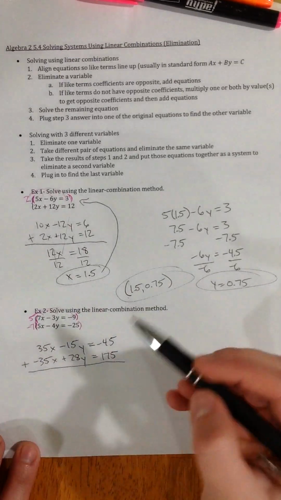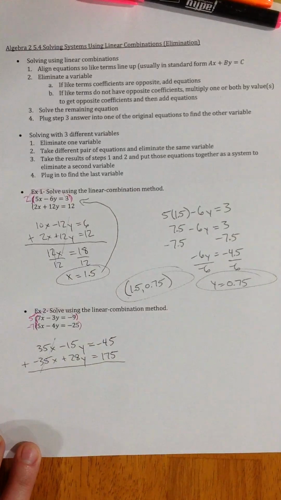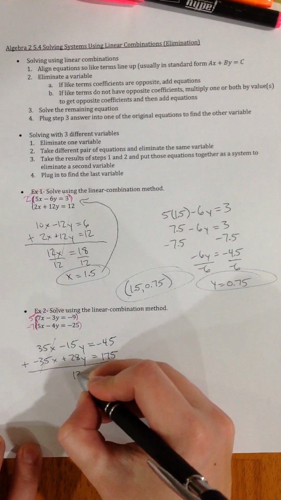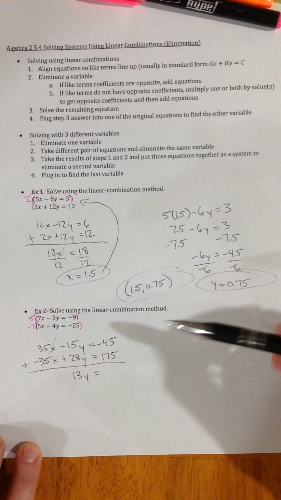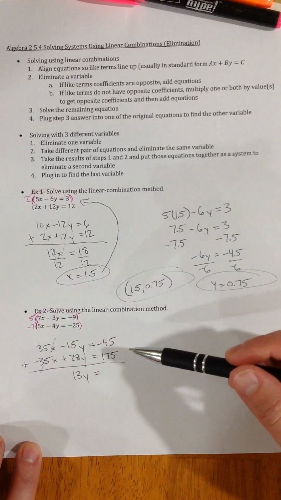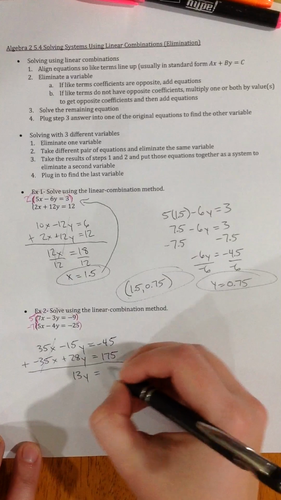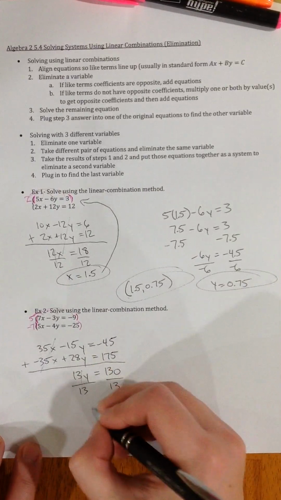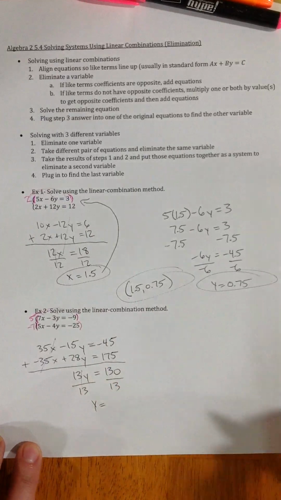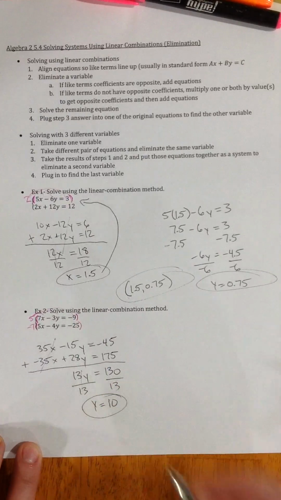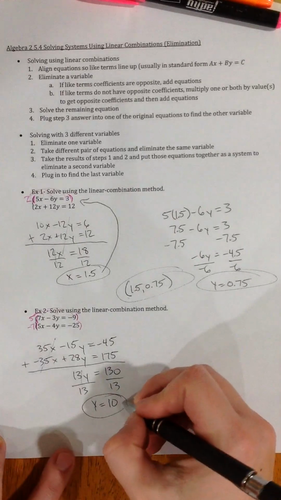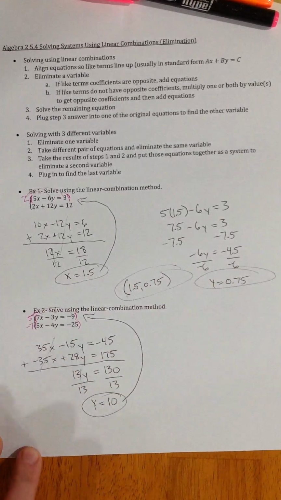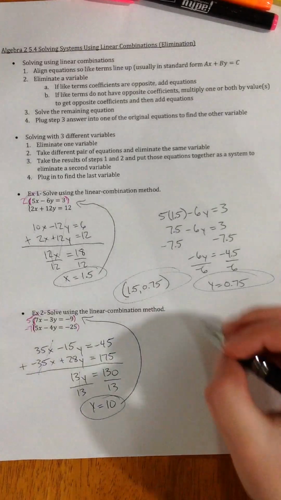And then now I turn that into my big addition problem. The whole purpose of all that multiplying was to make those opposites, because now those will cancel each other out when we add. And then we'll combine the negative 15 and the positive 28, which would be 13y is equal to, and then negative 45 plus 175, which would be 130. And then divide by 13 on each side. Those are gone. So y would equal 130 divided by 13, which is 10.